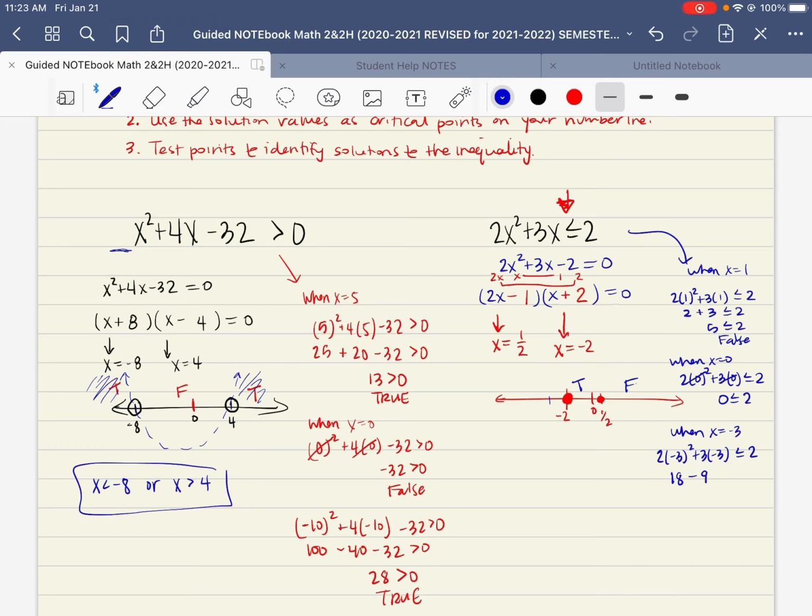So if I'm writing this solution, the solutions only exist between my two critical values. So I would say -2, and it includes -2. And I would go all the way up to 1/2. So this one would be inclusive. All right, that's solving a quadratic inequality.